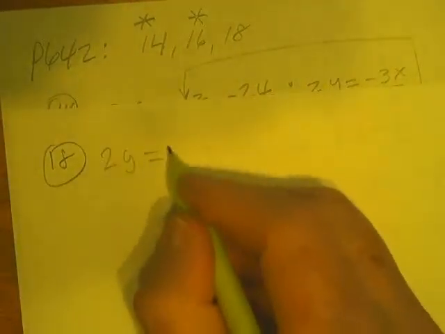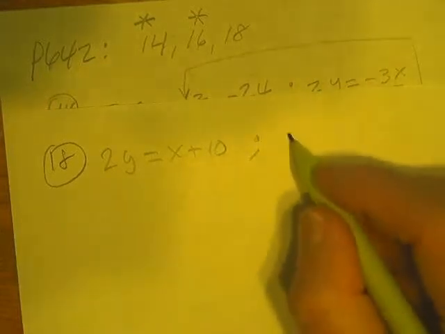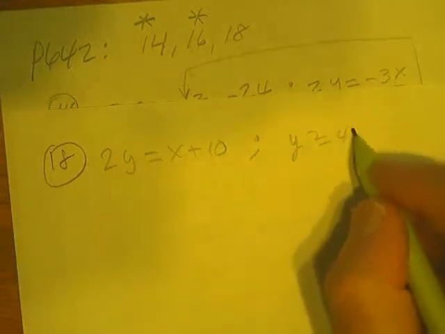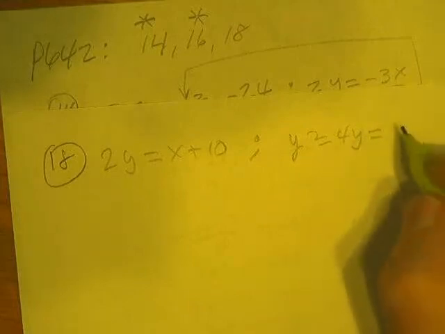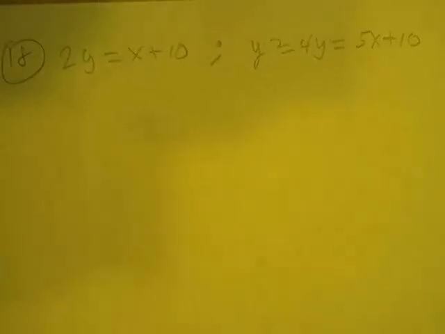How about 2y equals x plus 10 and y squared minus 4y equals 5x plus 10.